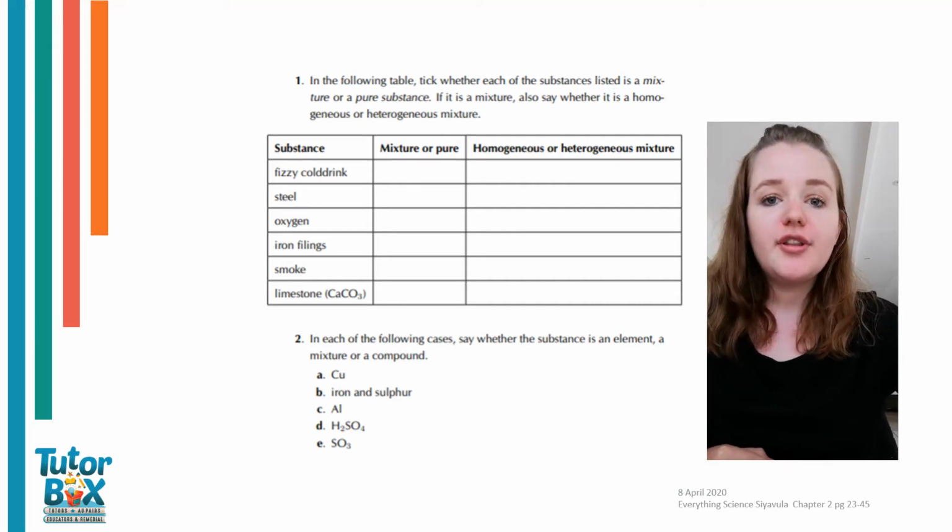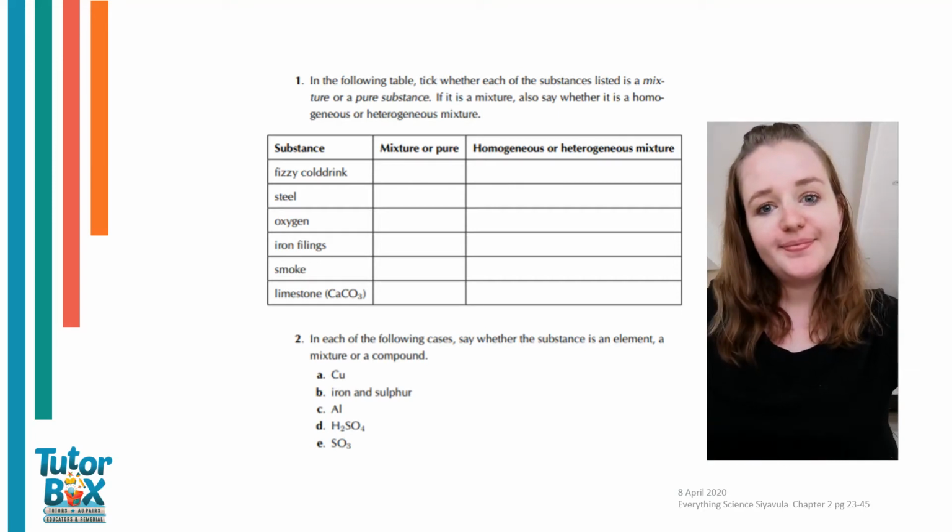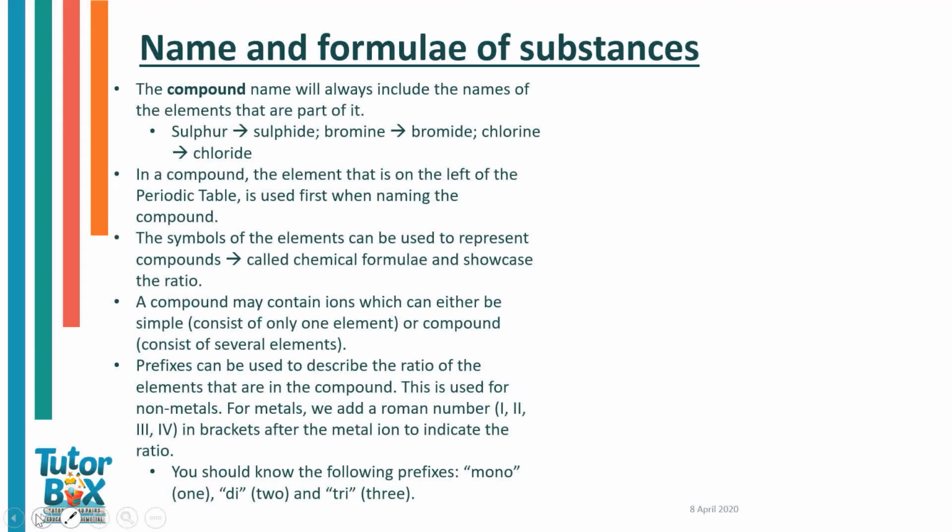Now we're going on to the name and formula of substances. The compound name will always include the names of the elements that are part of it. Remember, in the example we just did, sulfur becomes sulfide, bromine becomes bromide, and chlorine becomes chloride. That's how you know it's part of a compound and not just a mixture. In a compound, the element that is on the left of the periodic table is used first when naming the compound.